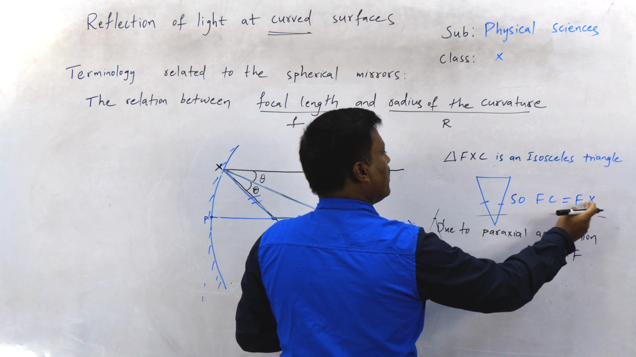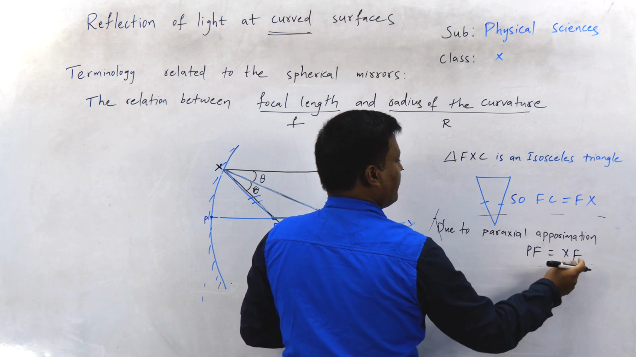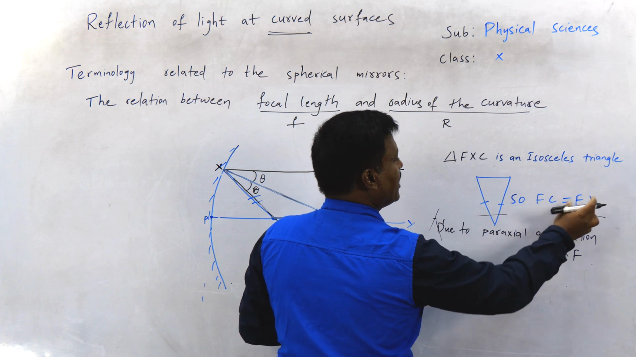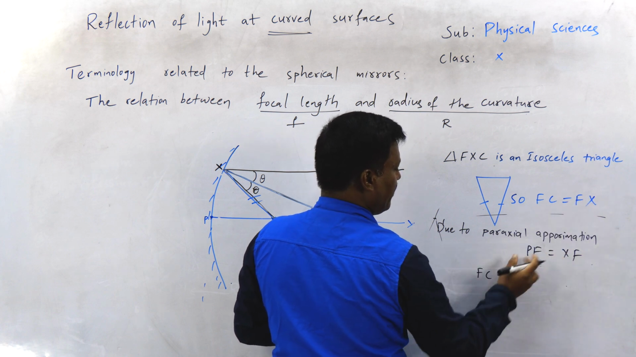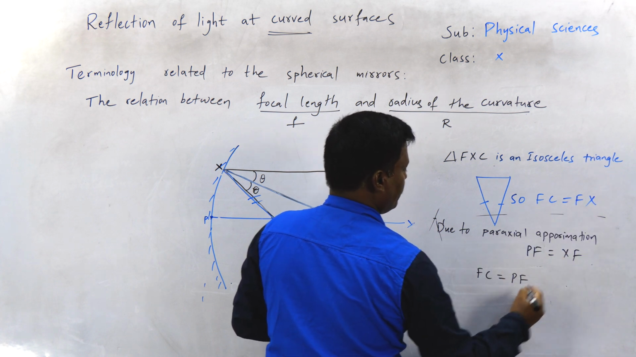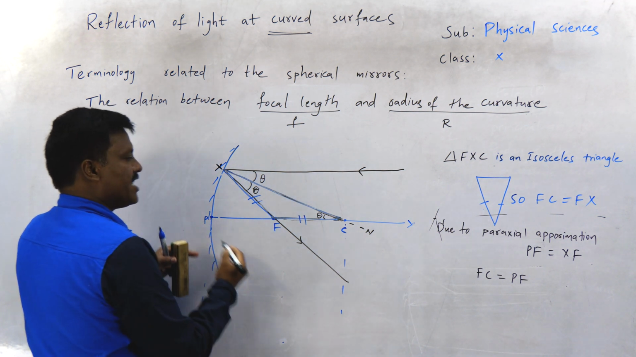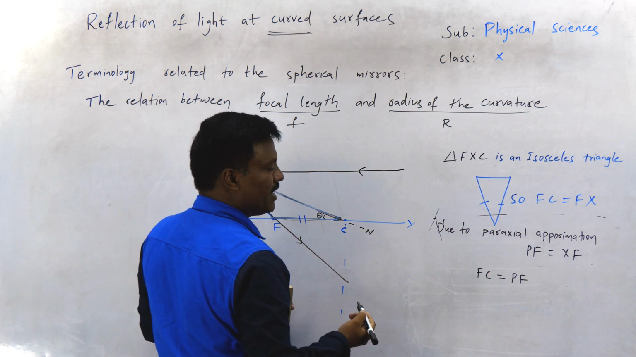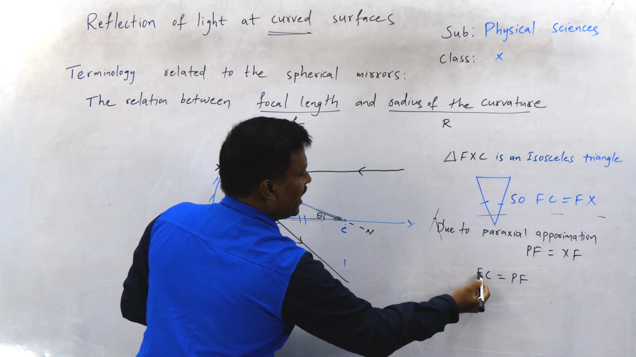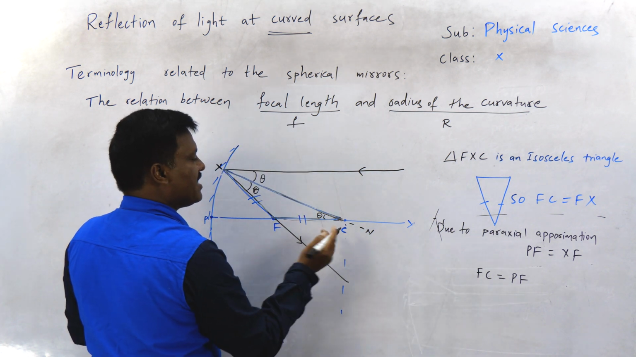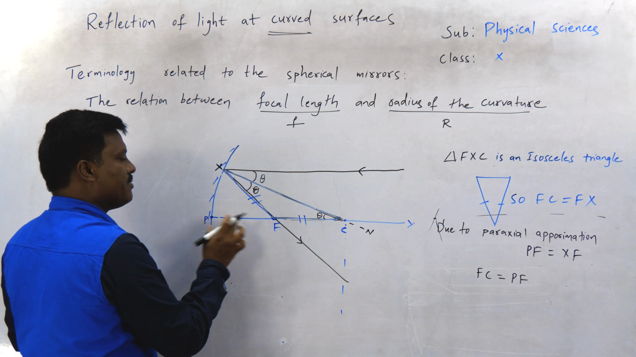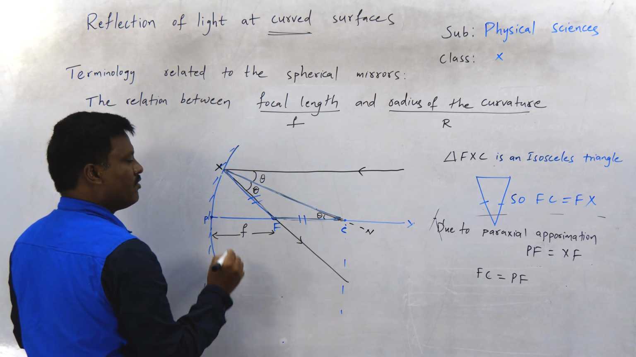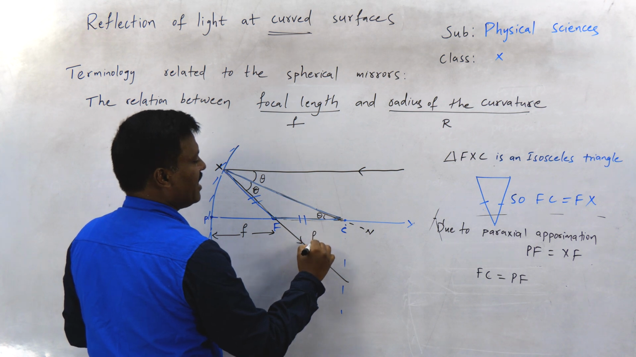Here XF. So from these two, we can understand FC. In place of XF, we can write PF. So FC is equal to PF. P stands for what, Nana? Pole. F stands for what? Focus, principal focus or focal point. FC is the distance between focus and center of curvature. The distance between pole and focus is called focal length. This distance is equal to the distance between focus and center of curvature.